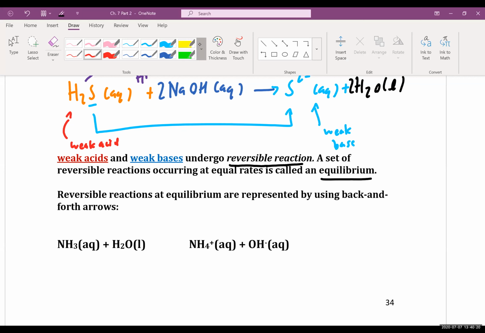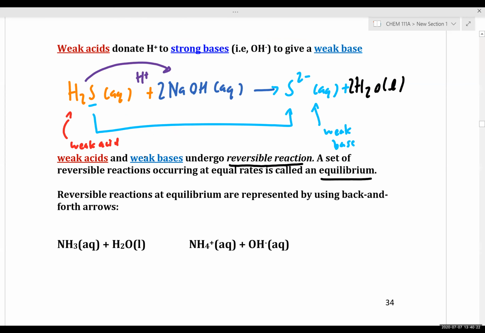Now, when you have a reaction between a weak acid and weak base, and you'll see these a lot in general chemistry too, these reactions are reversible, and we designate these reversible reactions at equilibrium with these back and forth arrows. We won't see a lot of these equilibrium reactions in general chemistry 1, but they show up a lot in general chemistry 2.